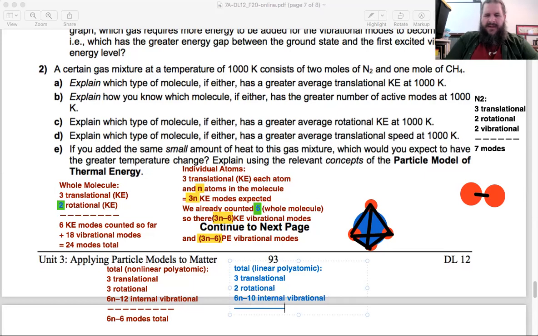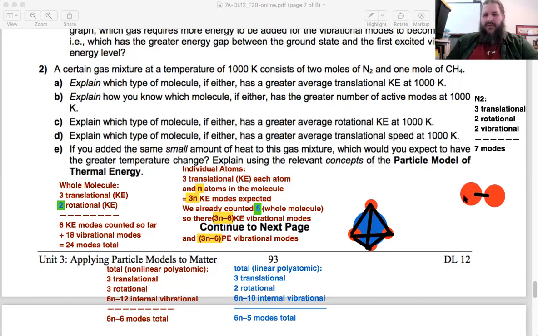Add all those up, and what do we get? 6n minus 5. Right. So that would be the formula you'd use if you want to know the total number of modes, if they're all active, for a linear polyatomic molecule. And that covers everything. You've got polyatomic linear molecules, polyatomic nonlinear shaped molecules, and of course, monoatomic is just going to be 3 translational modes, and that's it. So those cover all the possible cases.